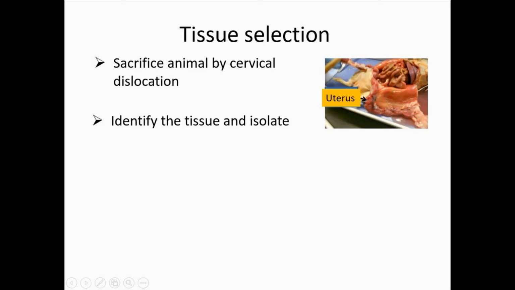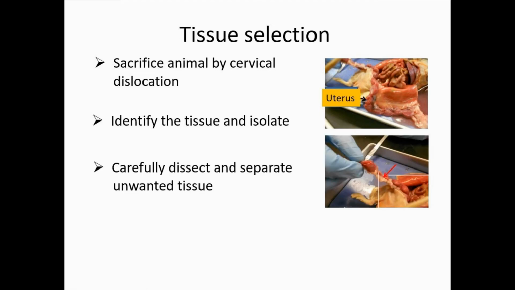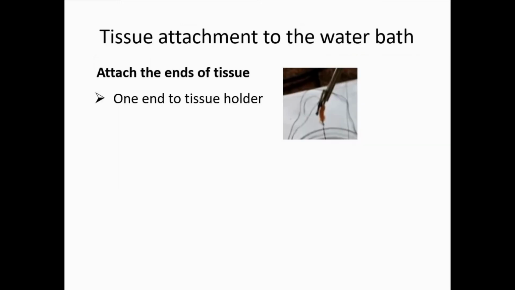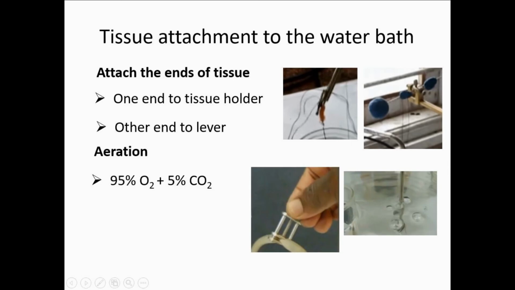For tissue selection, sacrifice the animal by cervical dislocation. Identify the tissue and isolate it. Carefully dissect and separate unwanted tissue. Then keep the tissue in physiological salt solution. Avoid excessive handling of tissue. Attach one end of the tissue to the tissue holder and the other end to the lever. Aeration of the tissue with 95% oxygen and 5% carbon dioxide. The temperature is maintained at 37 degrees centigrade.